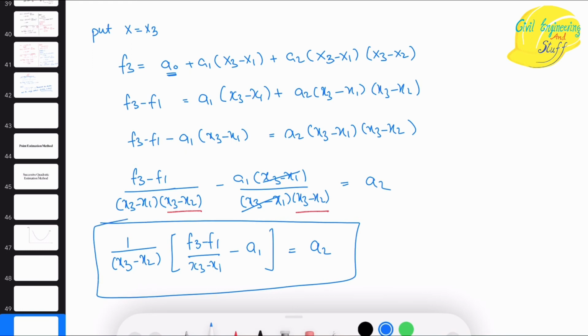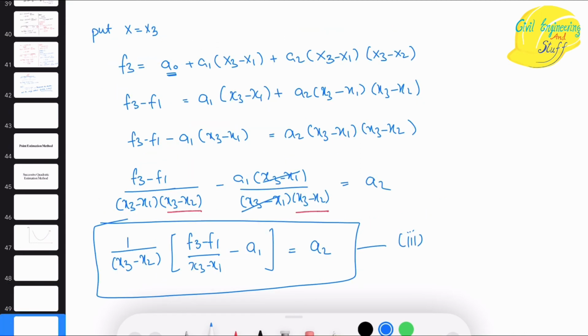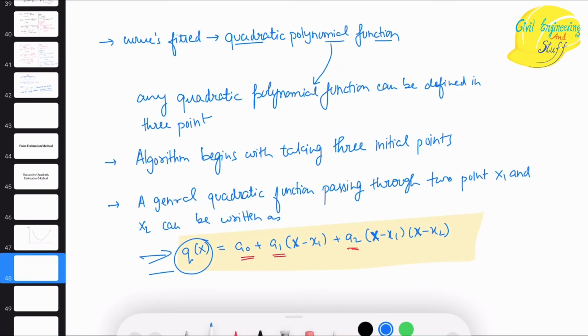This will give the value of a2. Let's say this is equation 3. Now from equation 1, equation 2 and equation 3 we have the values of a0, a1 and a2. So we will put these values in this equation and differentiate it with respect to x. Through this we will find out the minima of the function.